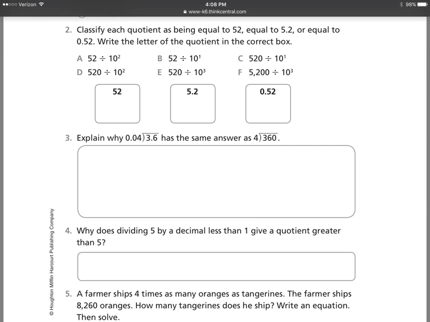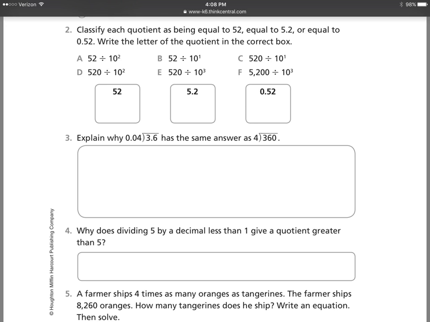Number 2, we've seen these problems before, is asking you to put the letter of the problem in the correct box that matches the answer. So you're going to be starting with A. You're going to find the answer to A, and the answer is going to be either 52, 5 2/10, or 52 hundredths. When you figure out which of these answers is correct, put the letter A in one of these three boxes.